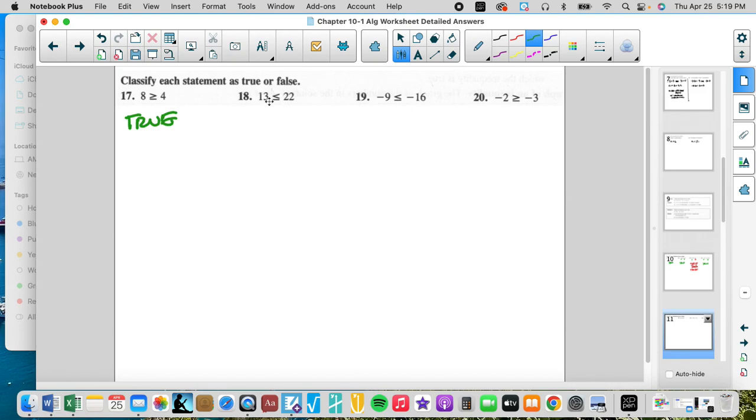That's sort of the lower school way of figuring out inequalities. So this is true also. 13 is less than or equal to 22. This is going to be false. -16 is not greater than -9. And is -2 greater than -3? That is true.